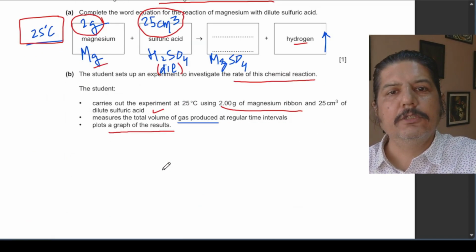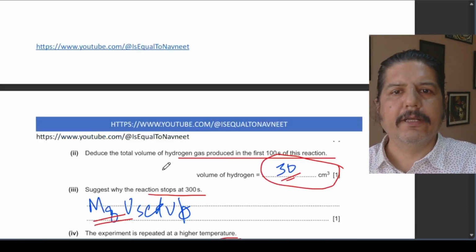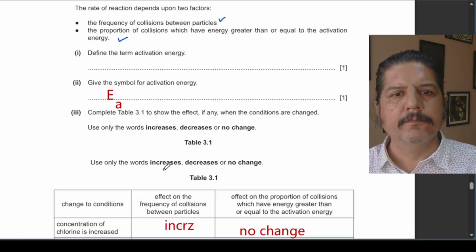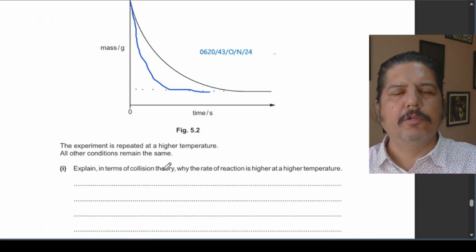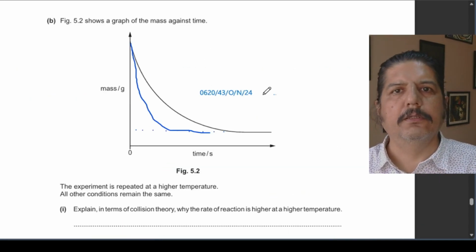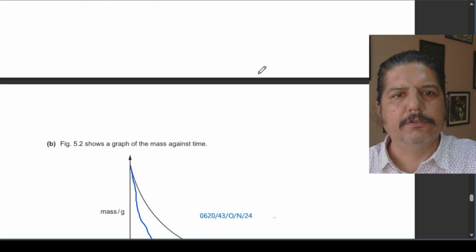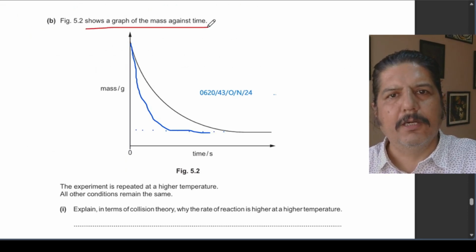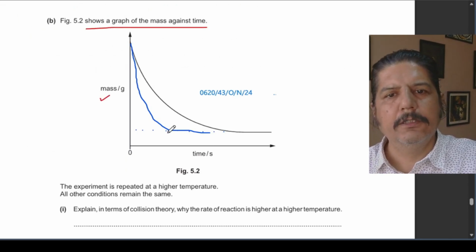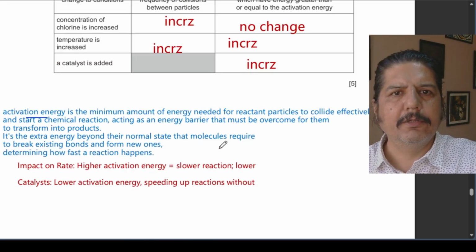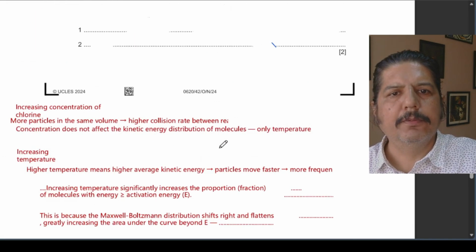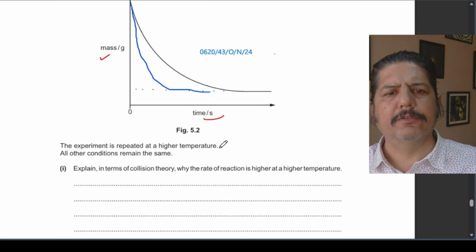Now let's move to another graph-based question that I want to show you, because graph-based questions are also important. The rest of the questions we'll be doing in separate lectures. So this is the question I want to show you. It shows a graph of the mass against time. So this is the mass and this is the time. So there is a reaction which is taking place.